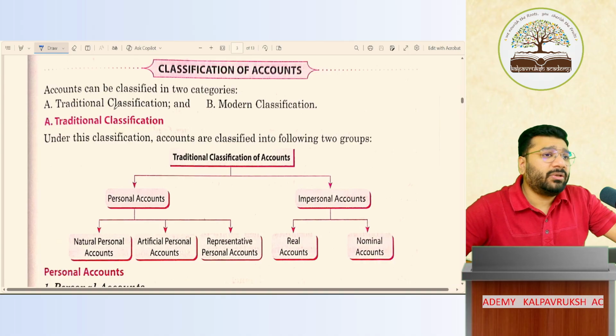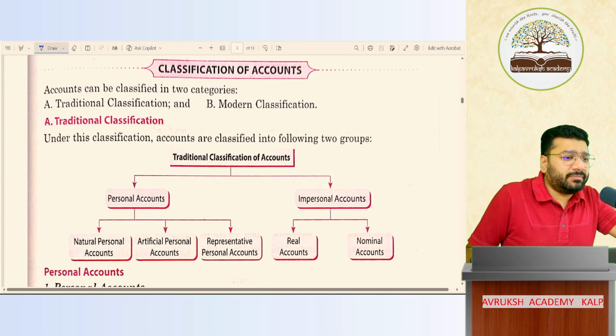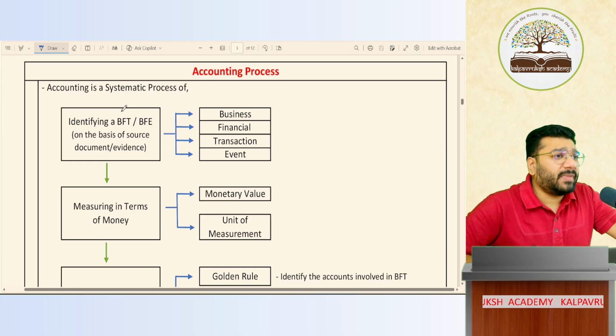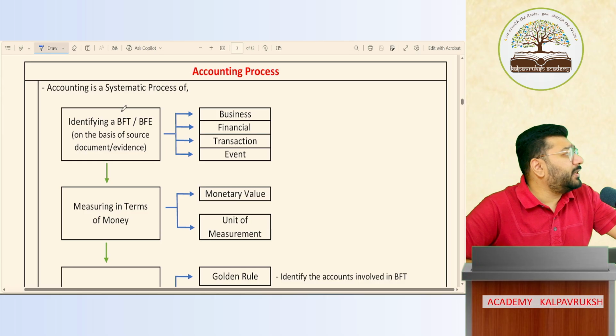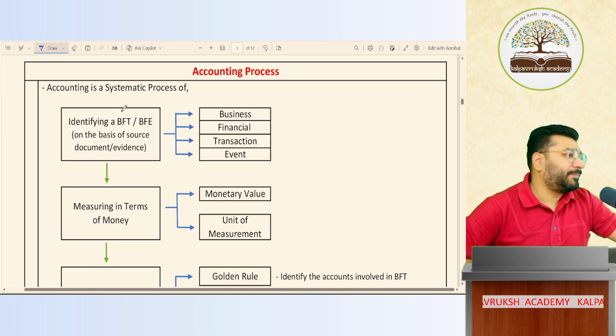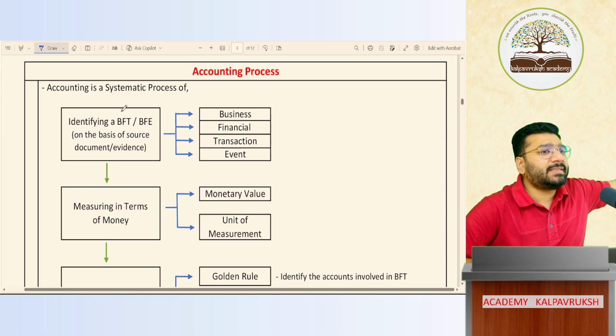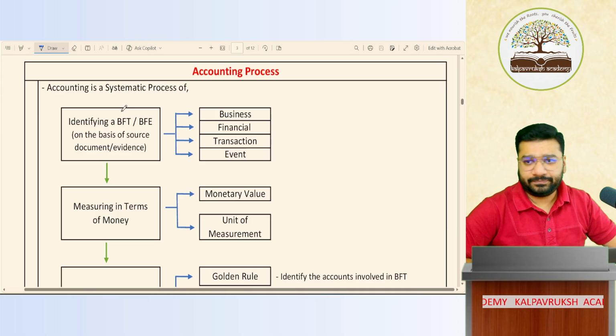Guys, we're doing this chapter called Rules of Debit Credit, also Accounting Procedure. In the last class, we had an in-depth discussion about what the accounting process or accounting procedure is. I will not repeat this today, because we are going to come across it a hundred times in the entire year. But of course, in the days to come, we'll touch upon these topics again and again.